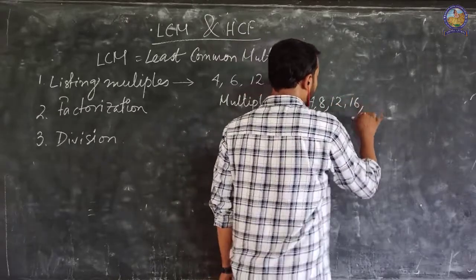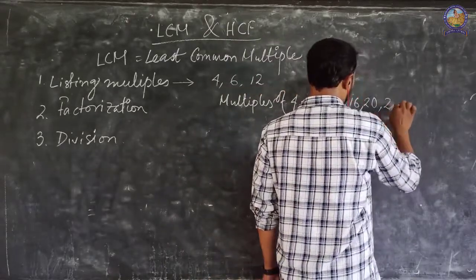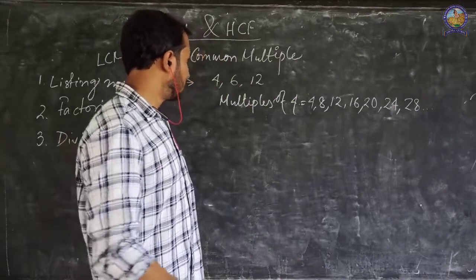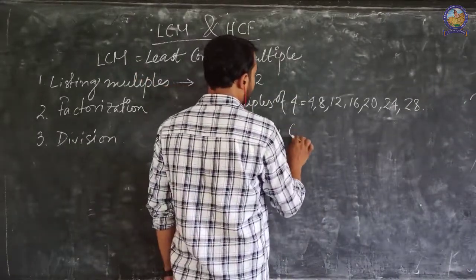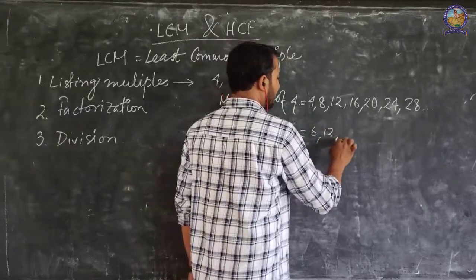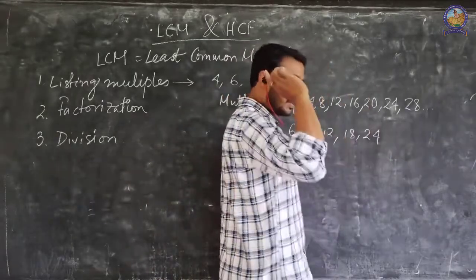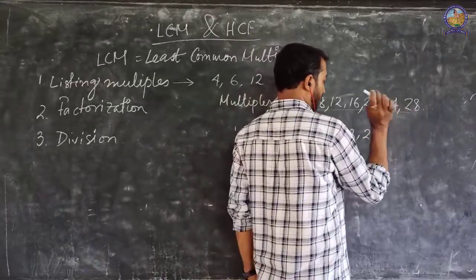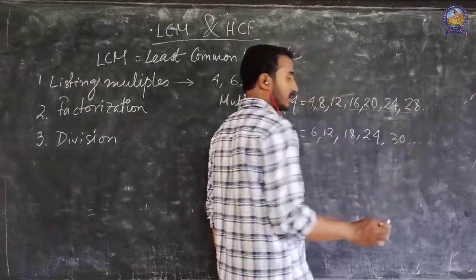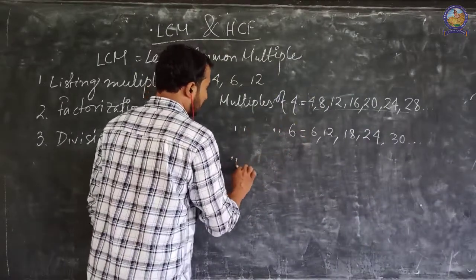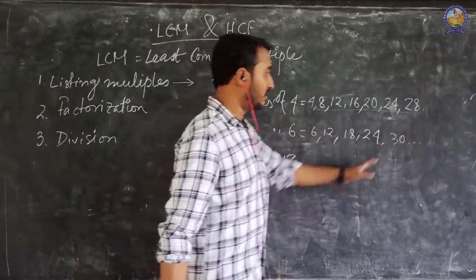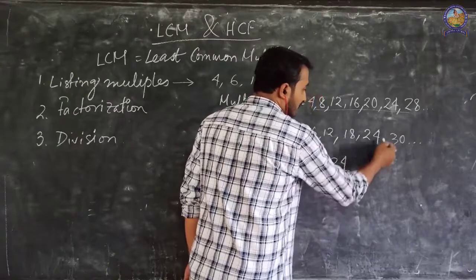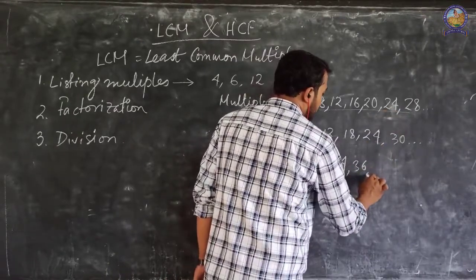It is a tiring process. We have to write many numbers in some cases. Let's see, up to 28 I have written. Then multiples of 6: 6, 12, 18, 24, always keeping in mind the numbers you have written earlier. So I got 24, and I will write one next number, that is 30, and keep looking at what will happen later. It may happen that we need more, then we will write later. Multiples of 12 are 12, 24, yes, I got one common here, and then 36, and we will stop.